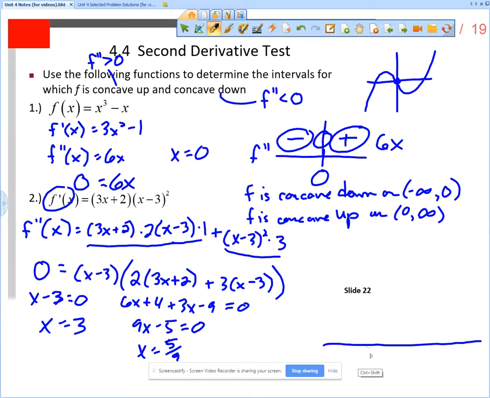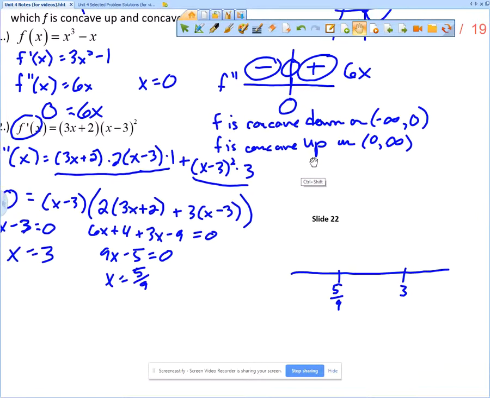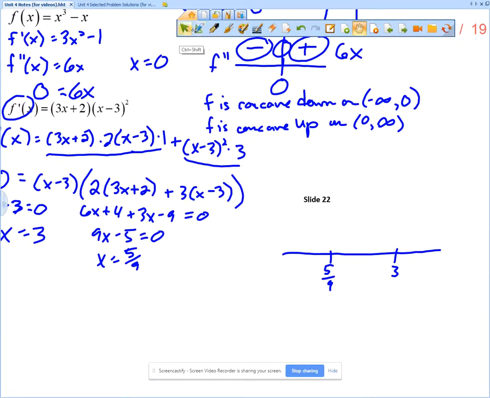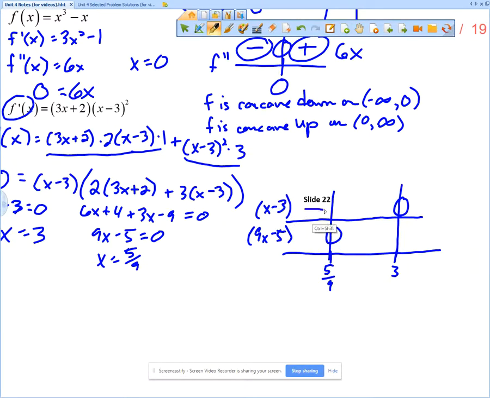All right, so now I'm going to set up my number line here. On the number line goes 5/9 and 3. All right, so now on the side here, I'm going to put x minus 3, and I'm going to put 9x minus 5. So I have two rows, top row 0 above 3, bottom row 0 above 5/9. All right, pick a number to the left of 3. How about 0? 0 minus 3 is negative. Pick a number to the right, like 4. 4 minus 3 is positive.